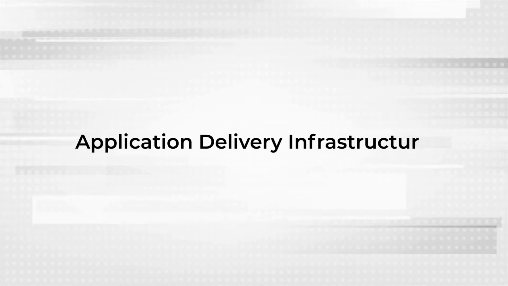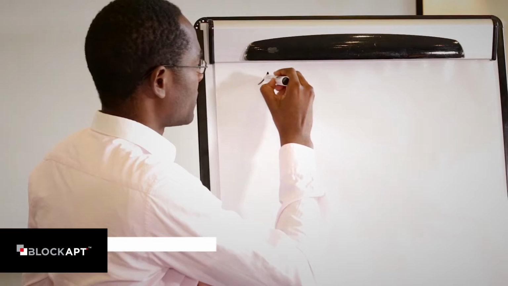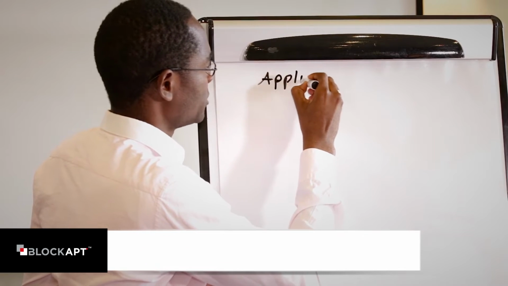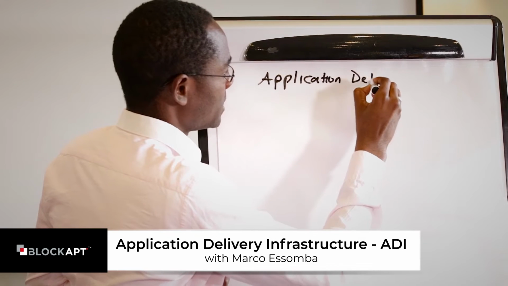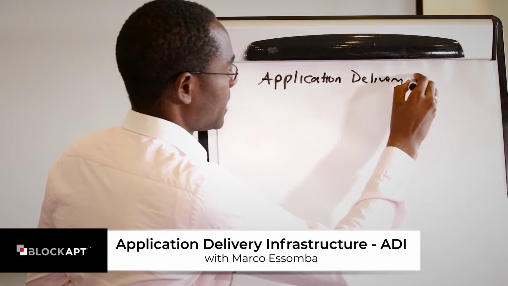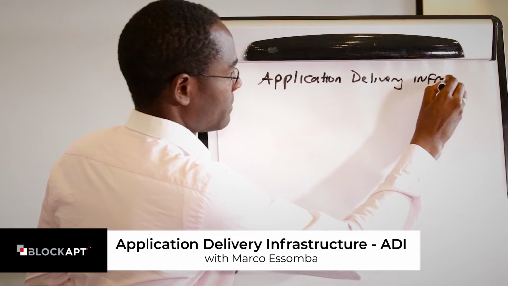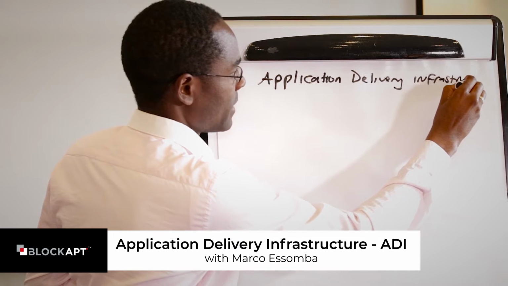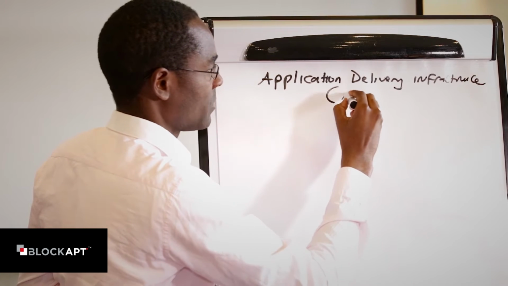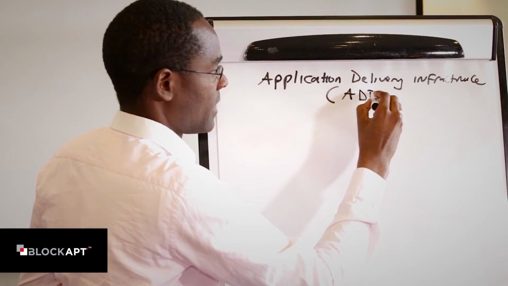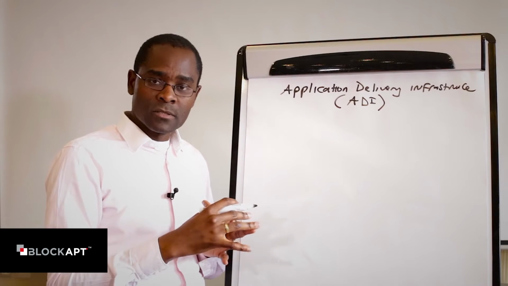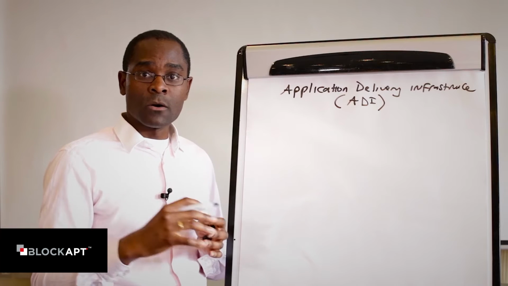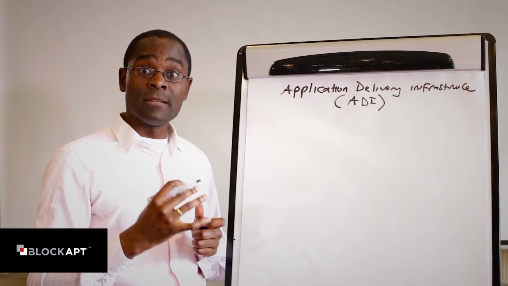Today we're going to talk about designing secure application delivery infrastructure. Here I'm going to write application delivery infrastructure. So what exactly do we mean by that? You're often going to hear the word ADI. Essentially, this is the applications and network components, or the ecosystem, that we need to deliver applications.